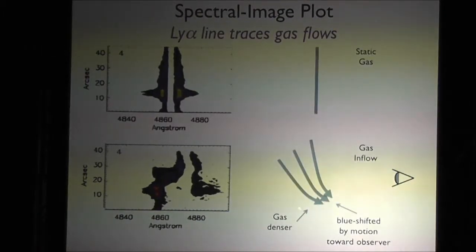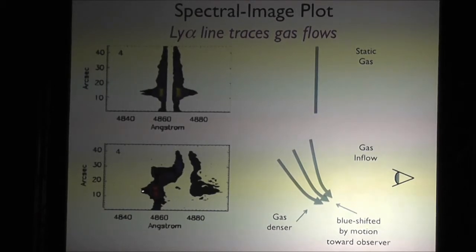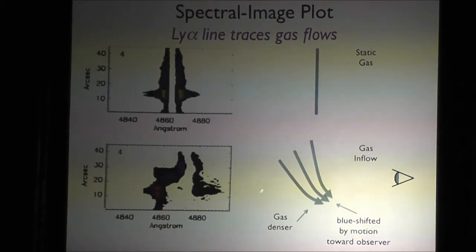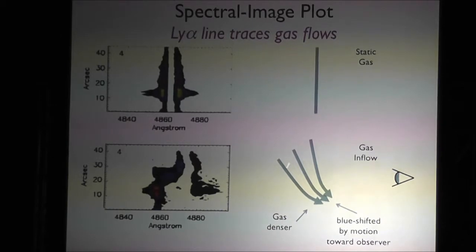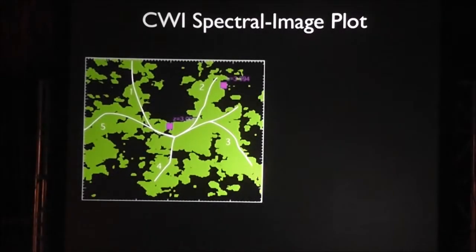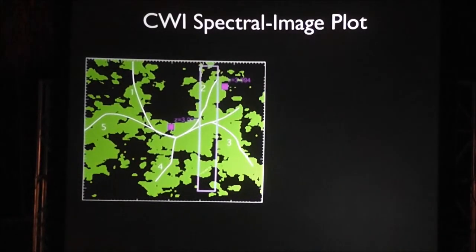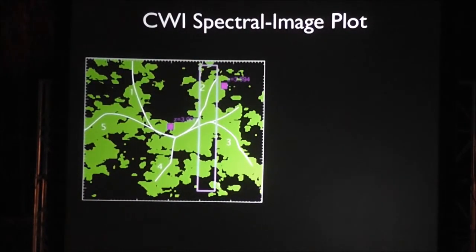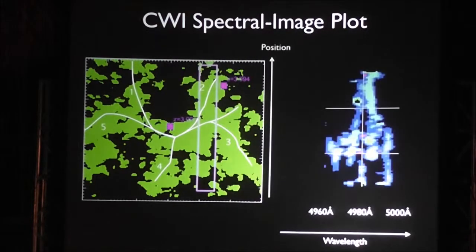And this is what we think. We think it's getting wider because the density is increasing, and it's blue shifted, but the gas is flowing towards us. So what happens if we take this one piece right here and cut it, make a spectral image in the orthogonal direction? This is what we get.